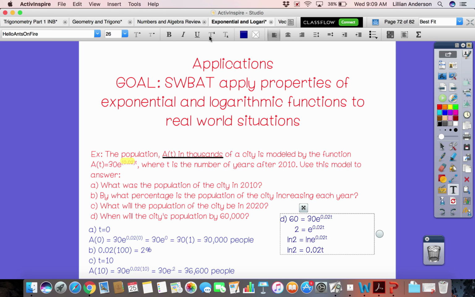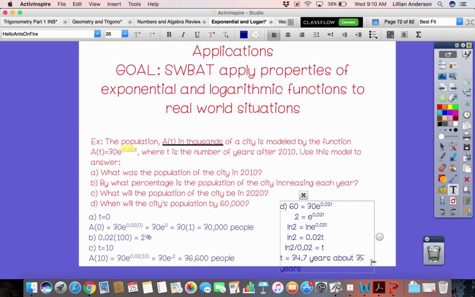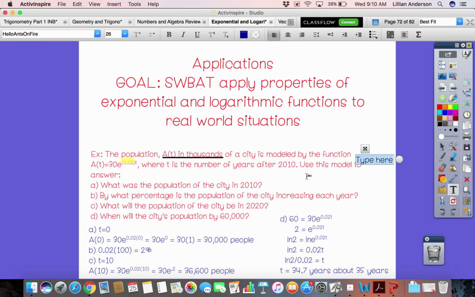So you're left with 0.02t equals ln of 2. And so you'll end up dividing ln of 2 by 0.02 to find your value of t. When you do that, you'll get that your time is about 34.7 years. So that's about 35 years later is when the population is going to be 60,000 people, or 2045.